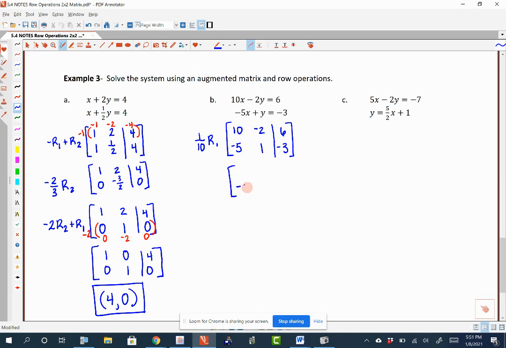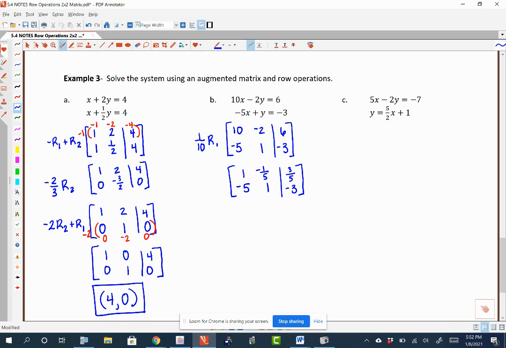So I will not be changing the second row. So I'm going to rewrite that. But the whole top row needs to be multiplied by 1/10. And I would like to simplify fractions as we go. So positive 1/10 times 10, that's 1. 1/10 times negative 2, that would be negative 2 over 10, which simplifies to negative 1/5. 1 over 10 times 6, that would be 6 over 10. 6 over 10 simplifies to 3 over 5.